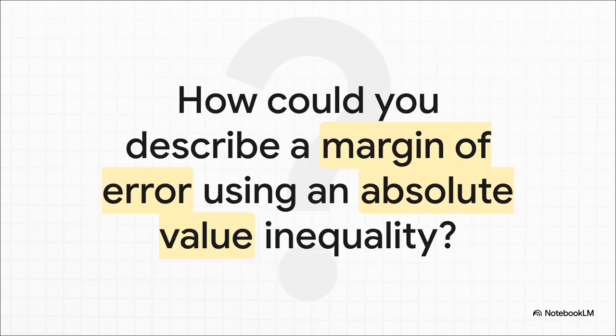So I'll leave you with a little brain teaser. The next time you see a news report on a poll that says something like 45% of people approve with a margin of error of plus or minus 3%, stop and think. How would you write that as an absolute value inequality? You now have the tools to translate that real-world idea into the language of math.